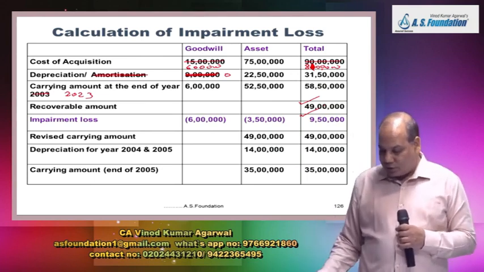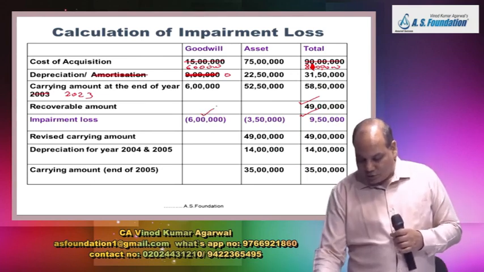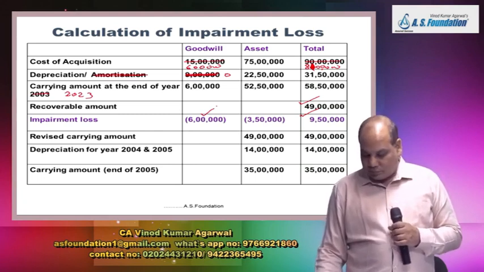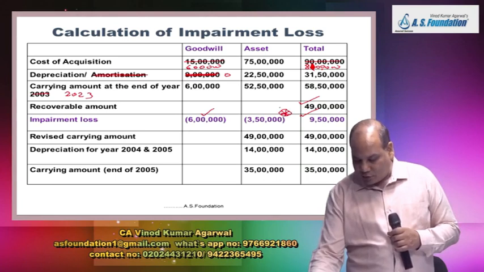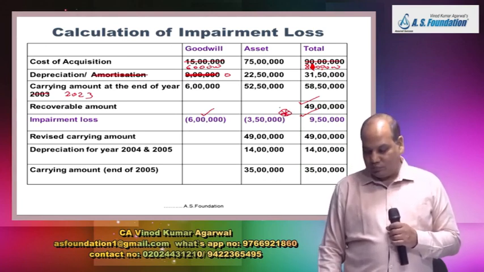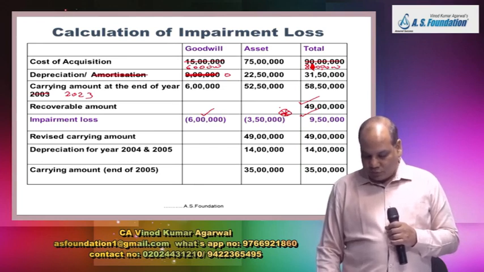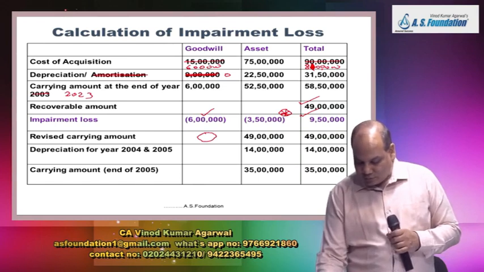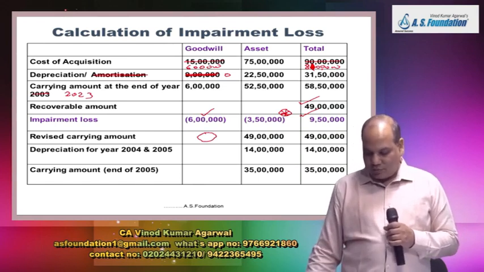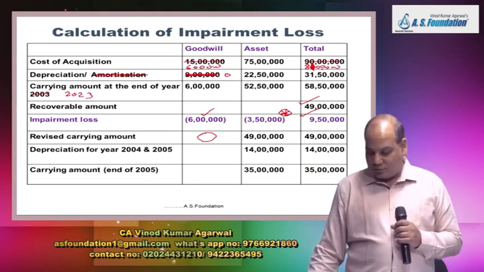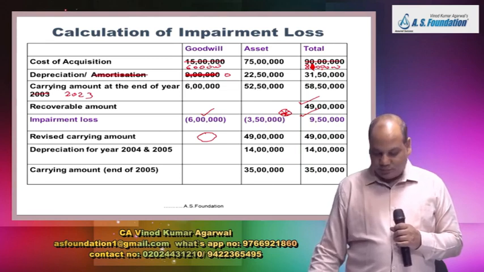Out of 9 lakh 50,000, 6 lakh you apportion to goodwill and 3 lakh 50,000 balancing figure apportion to asset. Okay. So therefore revised carrying amount, goodwill 0, asset 49 lakh, total 49 lakh.